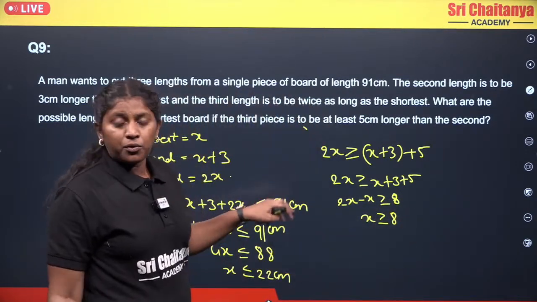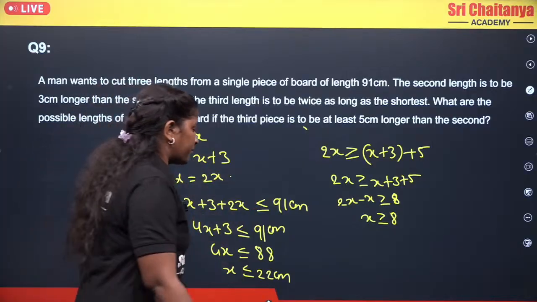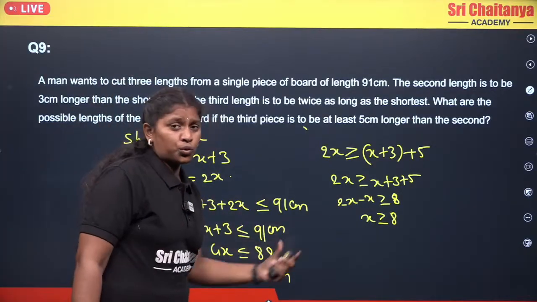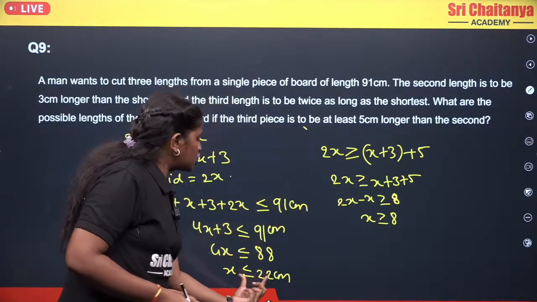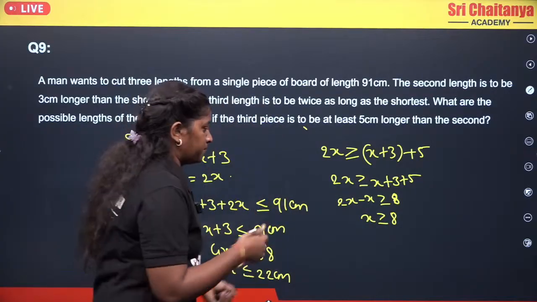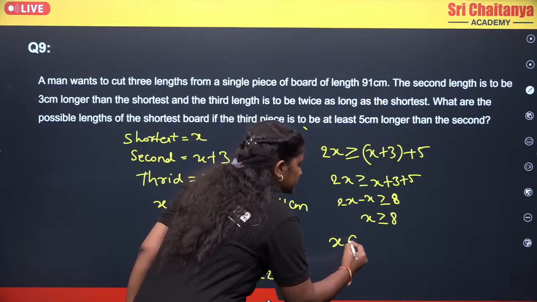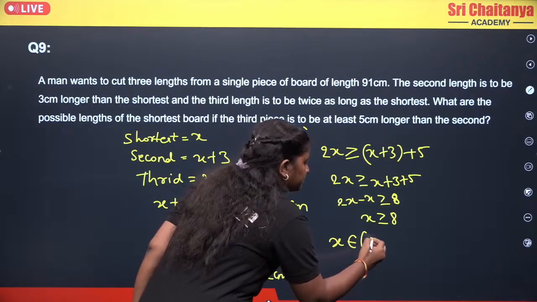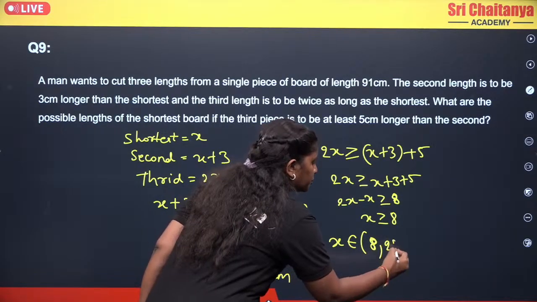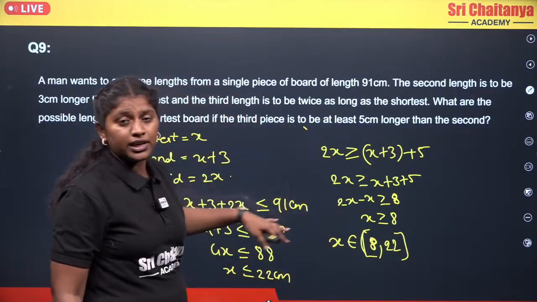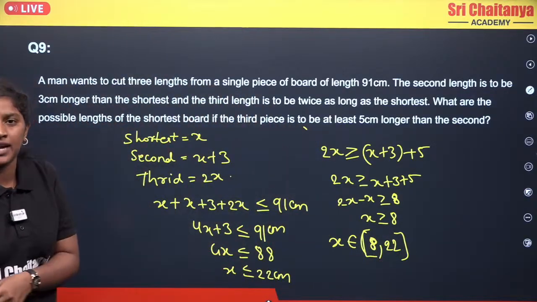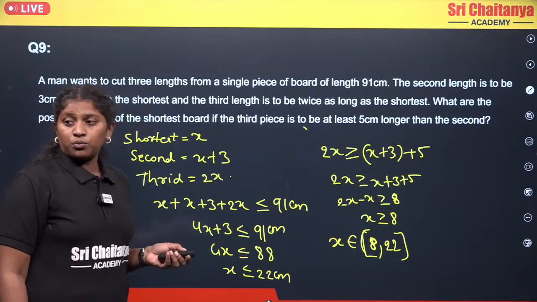Okay. Now what are the possible lengths for our shortest one? If you combine these two, x is greater than or equal to 8, but it should be less than or equal to 22 centimeters. So the interval for x will become 8 comma 22. But here you need to use closed brackets, because in both cases you have the equals to sign. Okay. Now moving to the next.